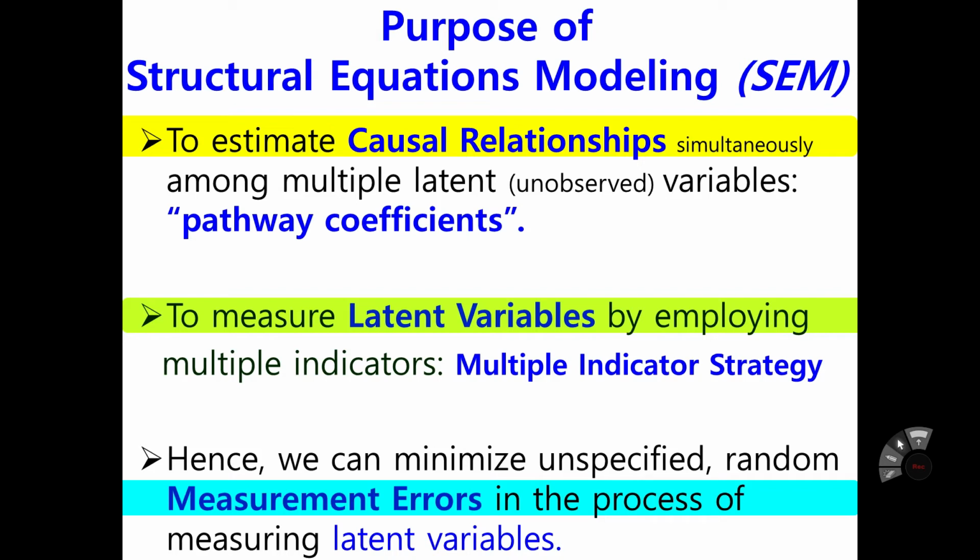Third, therefore, we can minimize unspecified random measurement errors in the process of measuring latent variables. So, by employing the structural equations model, we can very successfully control or minimize the unwanted measurement errors in the estimation project. So the latent variables will be drawn by eliminating or minimizing the measurement errors as much as we can. That's great, the merit of the structural equations model.